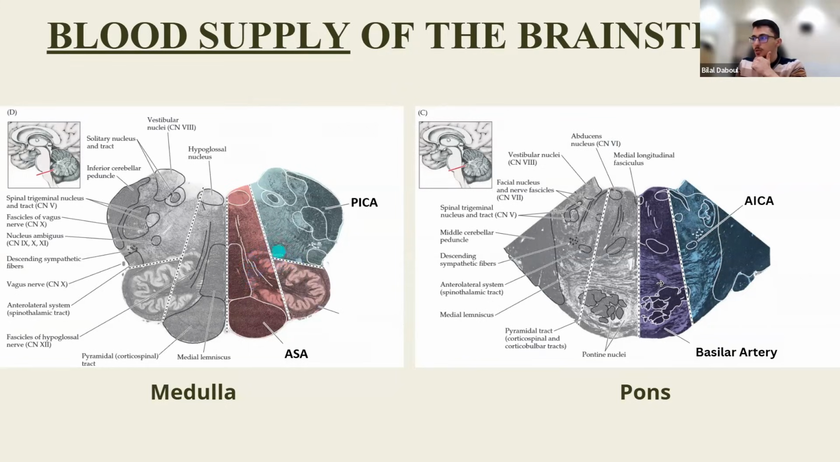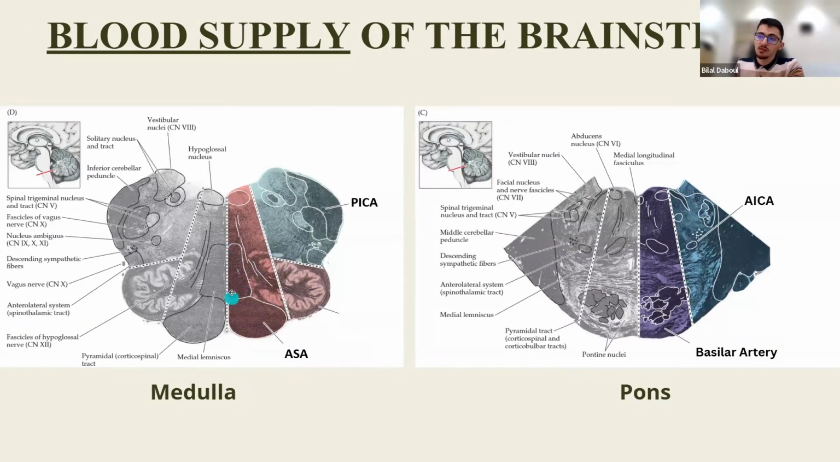I included two sections, the medulla and the pons. So this is the rostral medulla, and this is the pons at the level of the facial colliculus. So the anterior spinal artery supplies the medial aspect of the medulla. We have four major important structures associated with the medial medulla. We have the pyramids, which correspond to the corticospinal tract. So if I damage this structure, I would expect contralateral spastic hemiparesis.